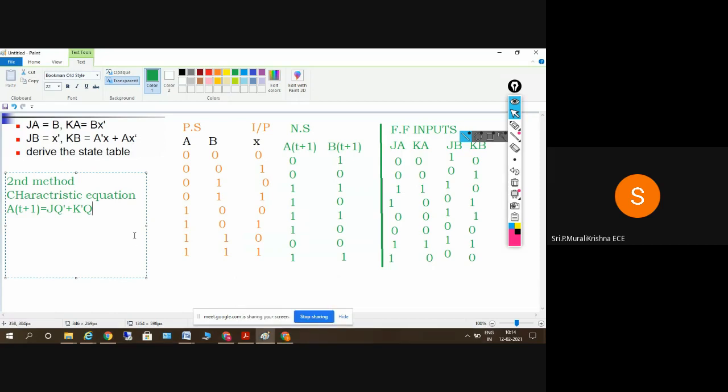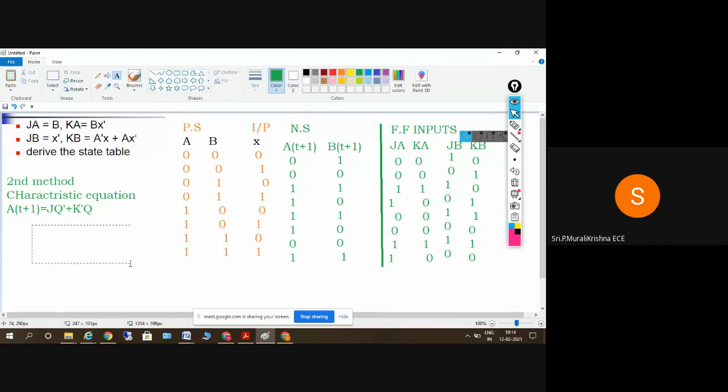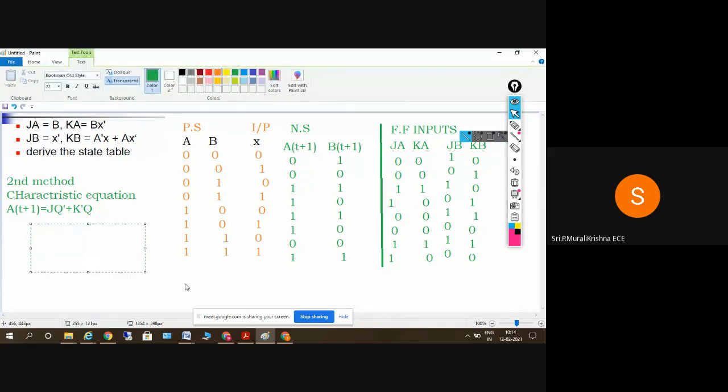Yeah. So J Q bar plus K bar Q. So with respect to A, it is J A bar. If I take the present state as A here, then J A and A bar plus K A bar and A. So with respect to A, what is the value of J A here? J is equal to B, A bar.